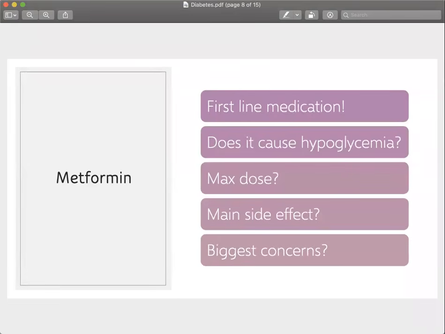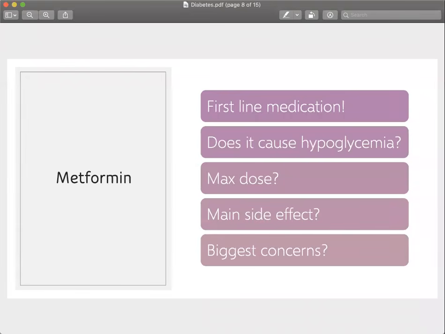So as I've said, we absolutely adore metformin. It is our go-to medication for type 2 diabetes. You are going to see this out the wazoo in primary care. So we really need to hit on everything. First question, does it cause hypoglycemia? No, which is part of why this drug is so great. Why doesn't it cause hypoglycemia? Do you remember the mechanism of action of metformin? It actually inhibits glucose production by the liver, and that's why there's no risk of hypoglycemia.